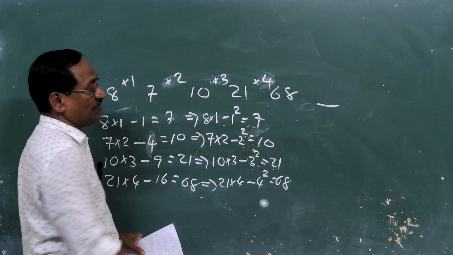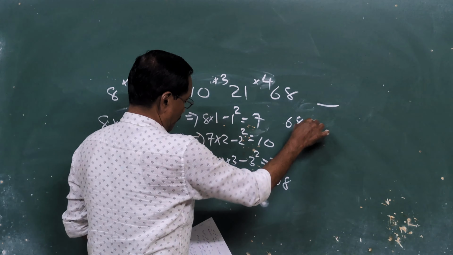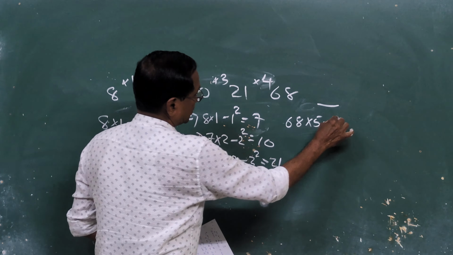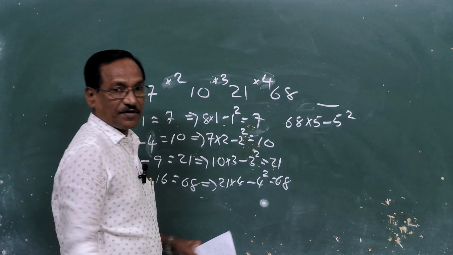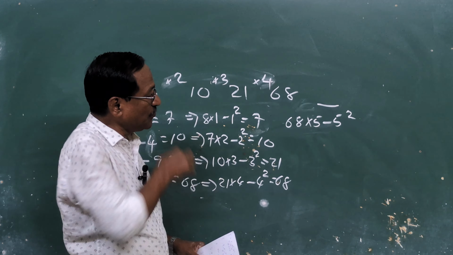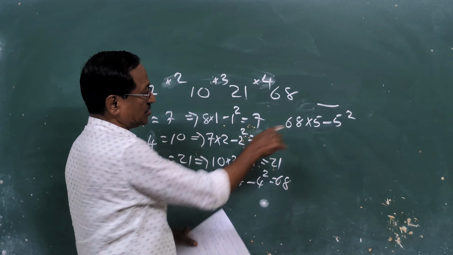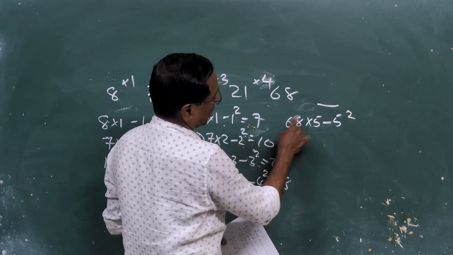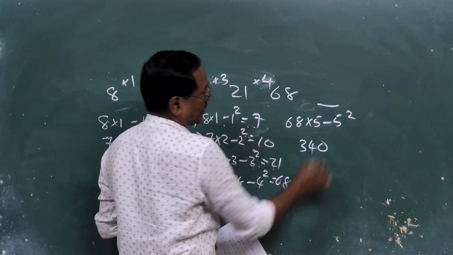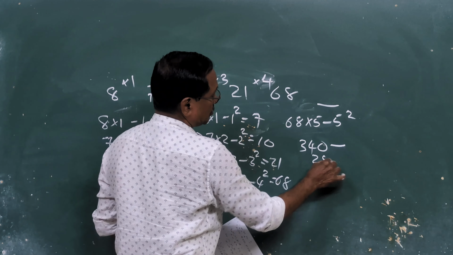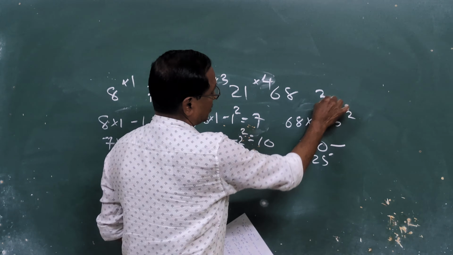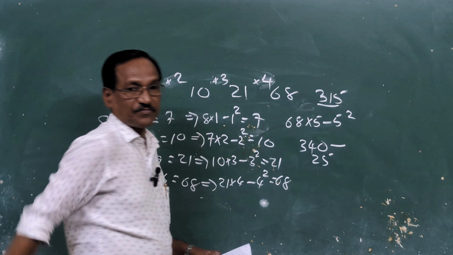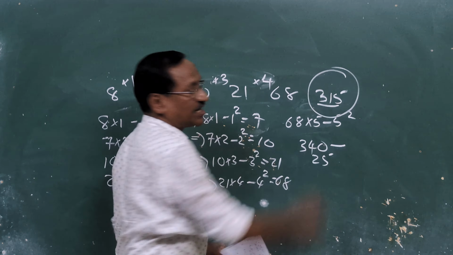So our answer will be 68 into 5 minus 5 square. 68 into 5 is 340. 340 minus 25. So the answer is 315. The missing number is 315.